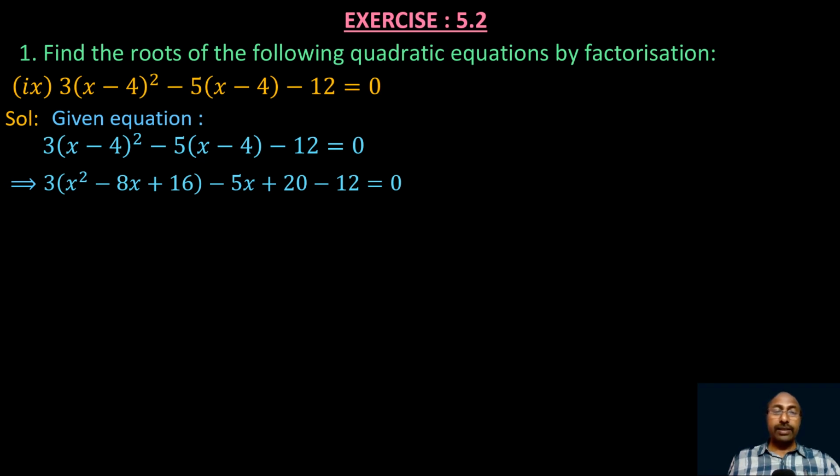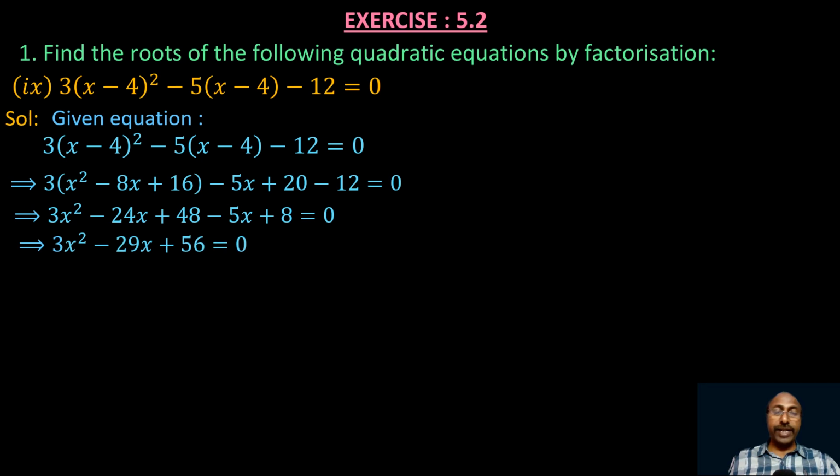And here 3x square, 3 into minus 8 is minus 24x, 3 into 16 is 48, minus 5x plus 20 minus 12 is 8, equal to 0. And again simplifying minus 24x minus 5x as minus 29x, we get 3x square minus 29x plus 48 plus 8 is 56 equal to 0. Now this is in standard form where a equal to 3, b equal to minus 29, c equal to 56.